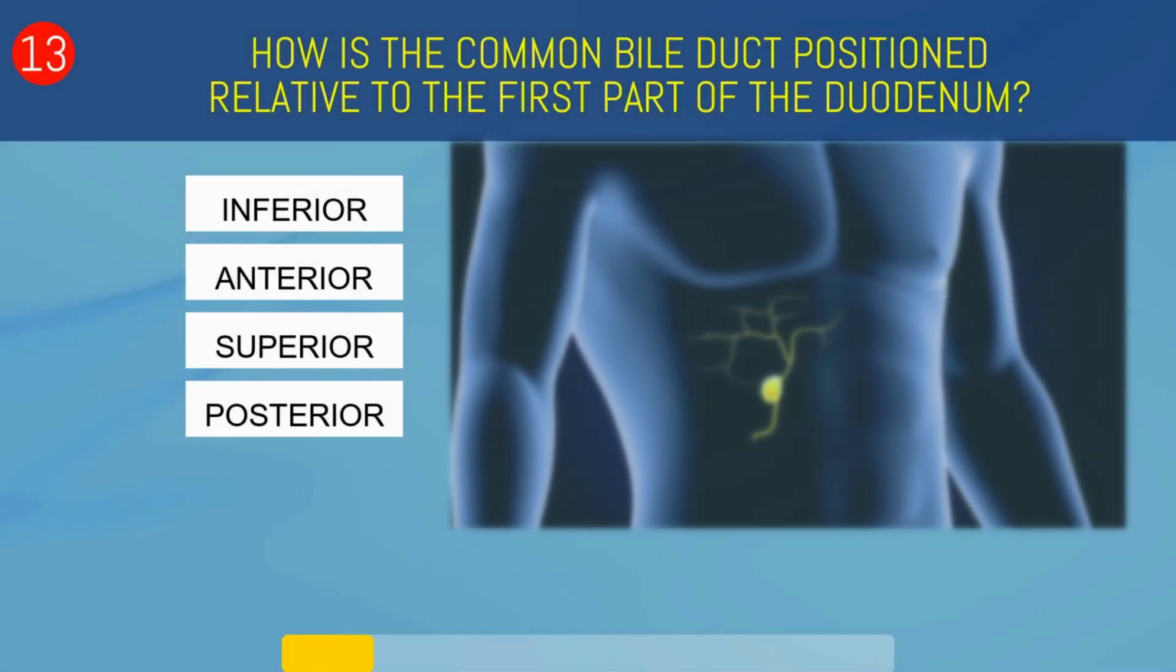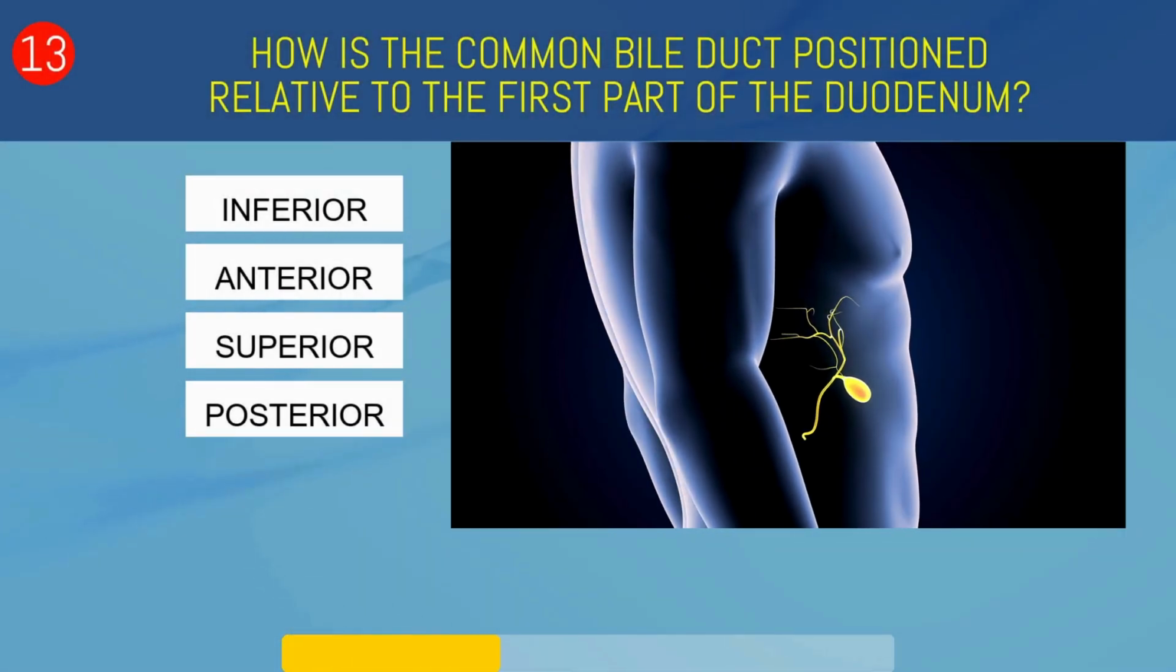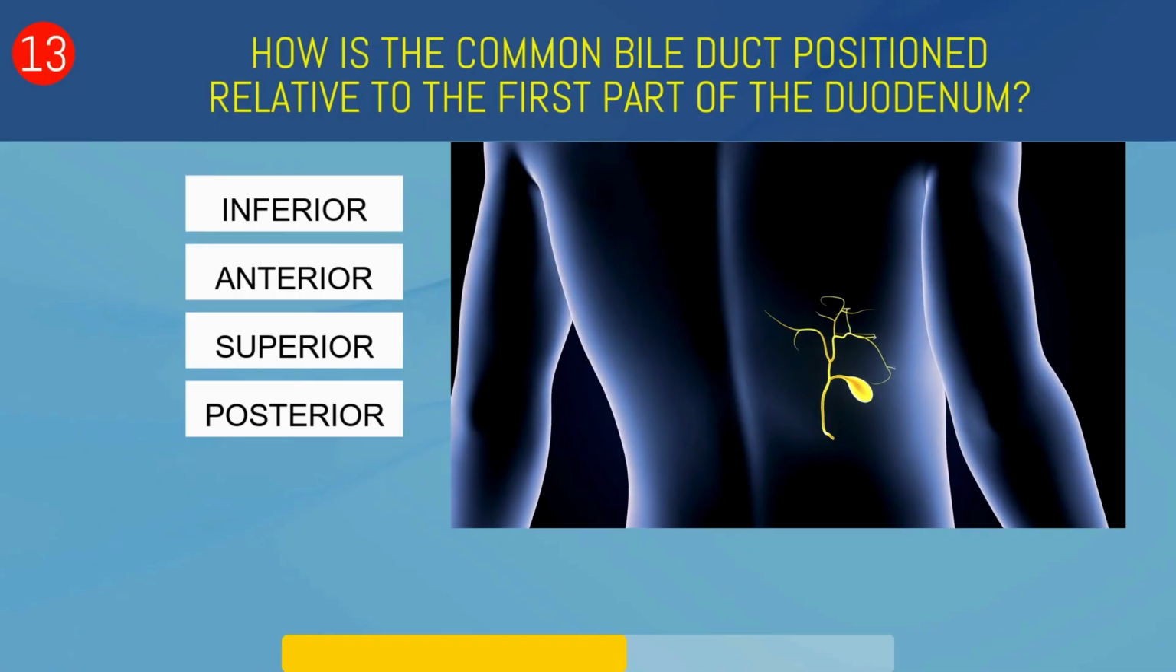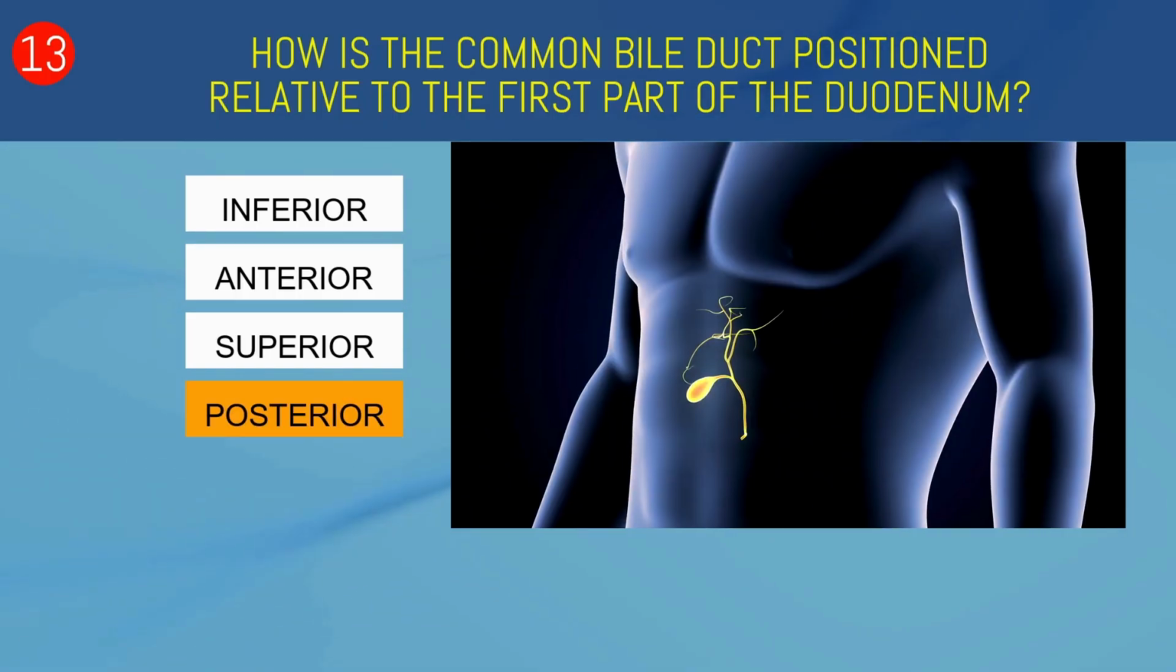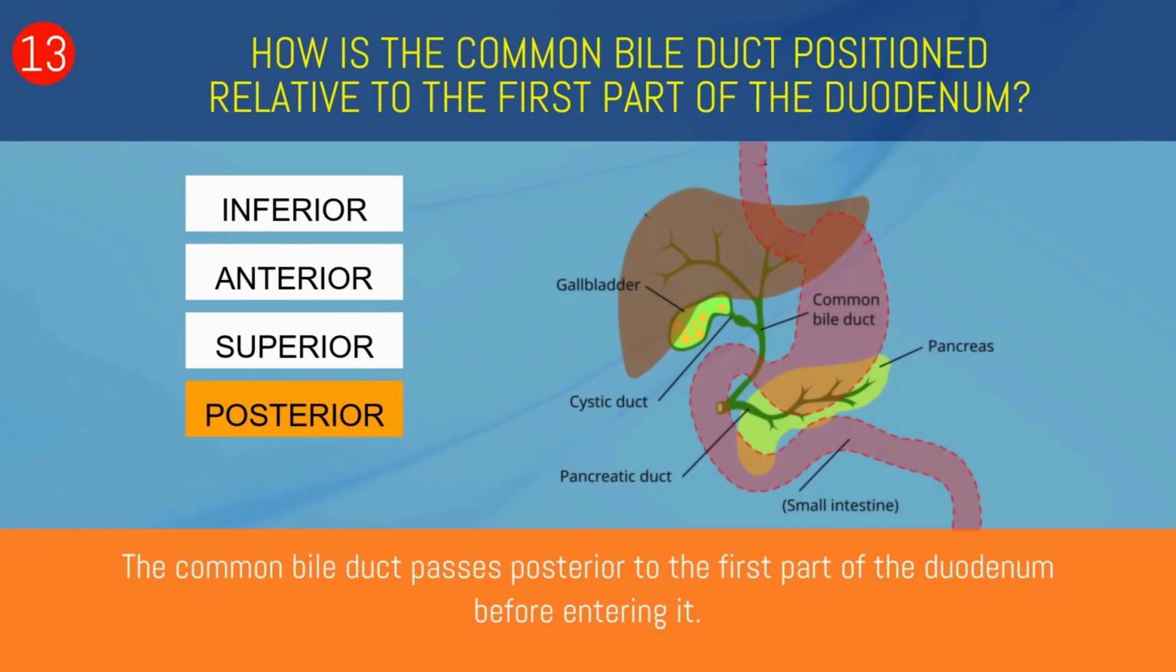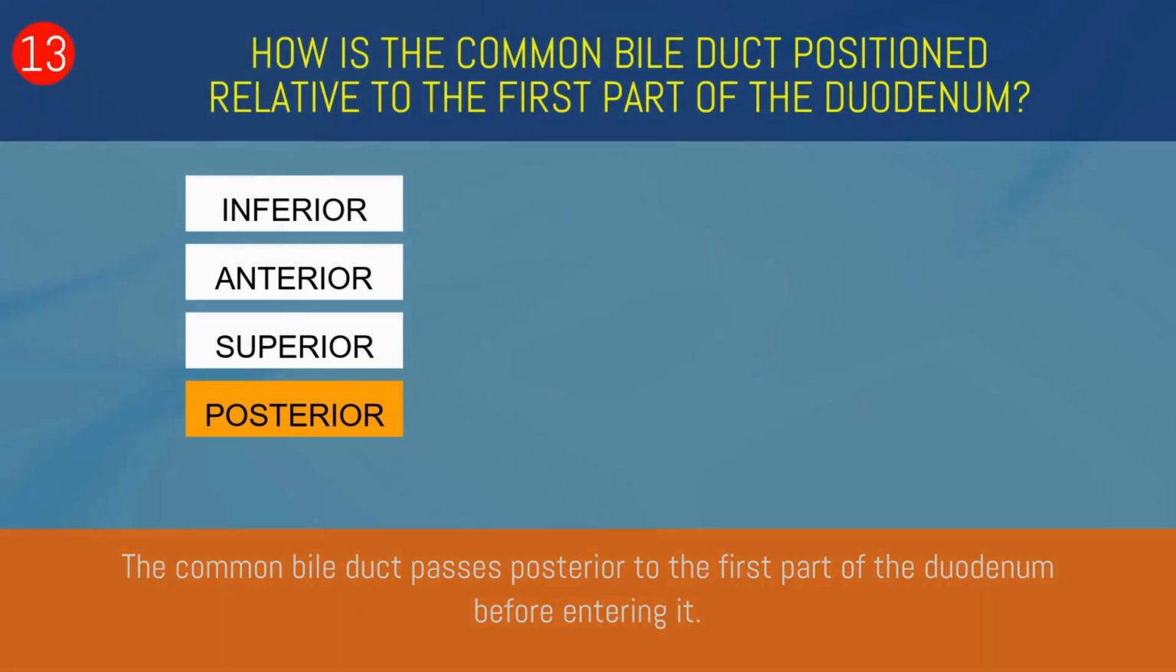How is the common bile duct positioned relative to the first part of the duodenum? Inferior, anterior, superior, or posterior? Posterior. The common bile duct passes posterior to the first part of the duodenum before entering it.